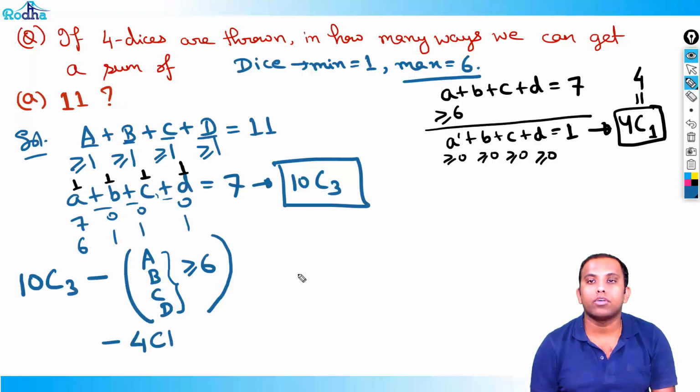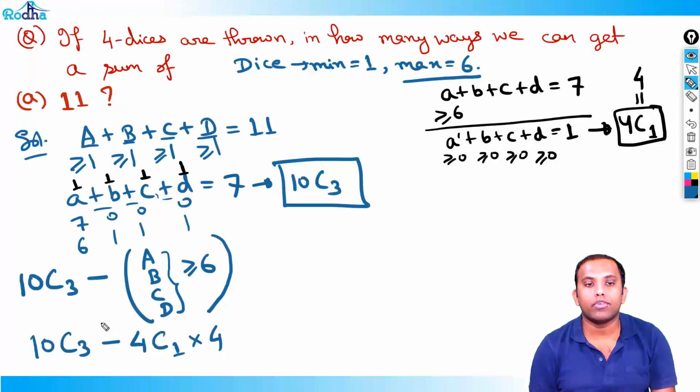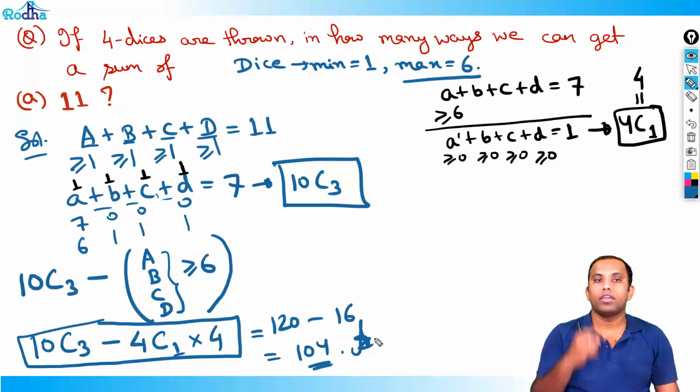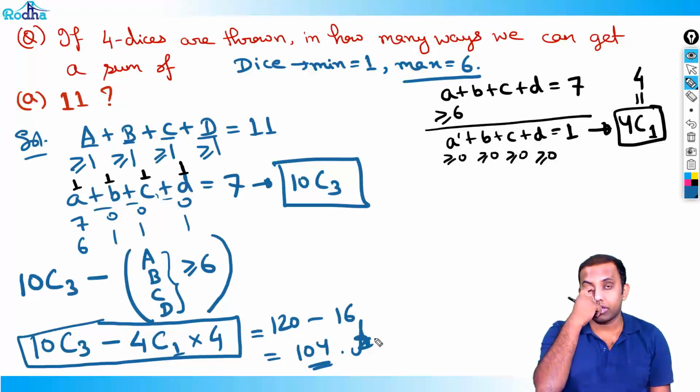4C1 into 4. So 10C3 minus 4C1 into 4 will be the answer for this question. We can solve it. 10C3 is 120 minus 16. That is 104. So the answer for this question is 104. Right, this is 104.